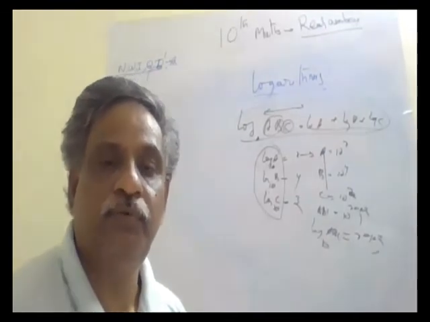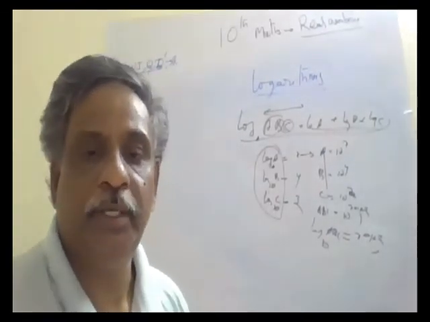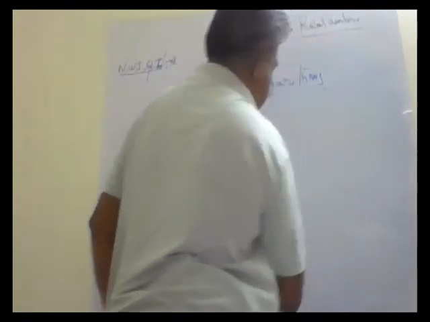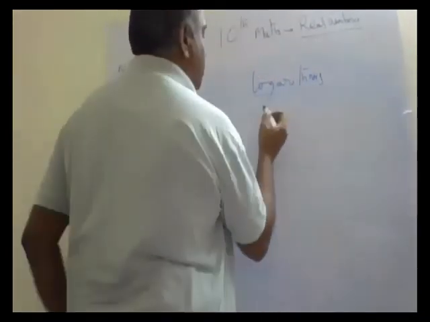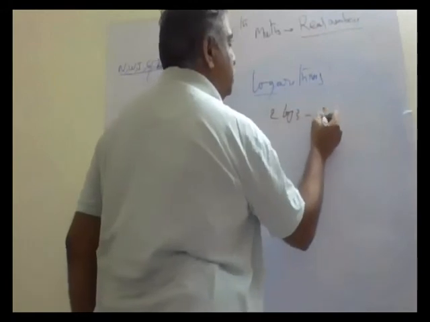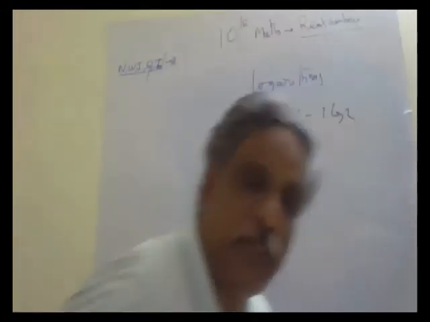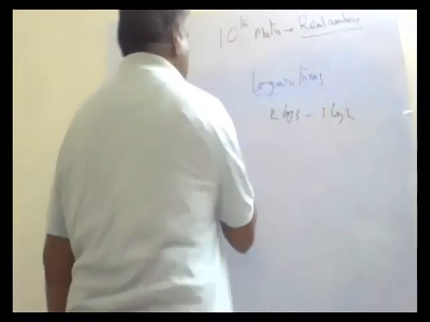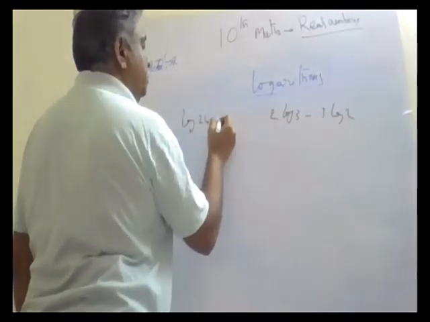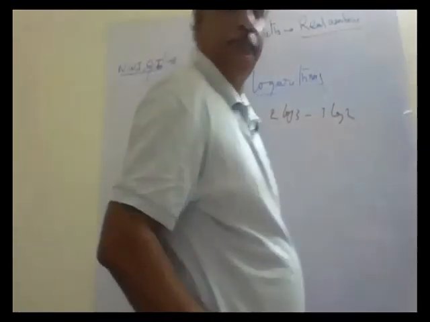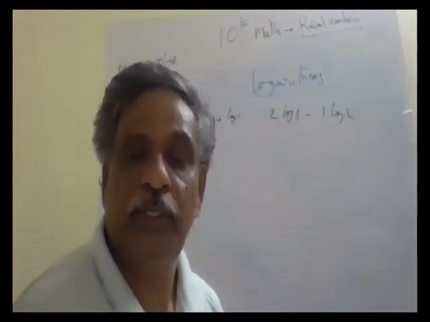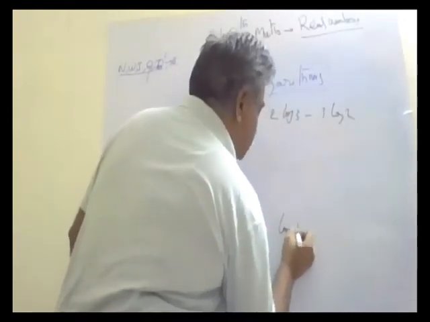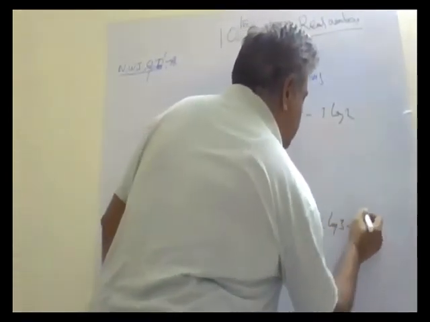Now these examples. Lesson 4. So 2 log 3 minus 3 log 2. What is the second one? Another one: log 243 plus log 1. What is this one? Log 10 plus 2 log 3 minus log 2.